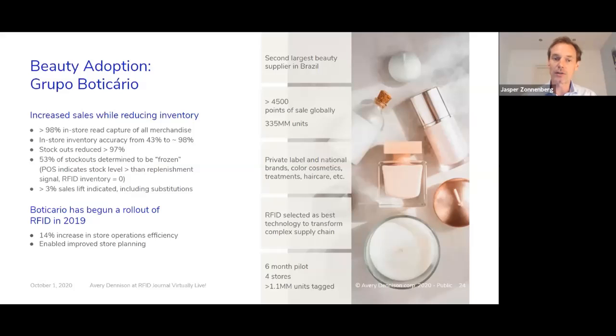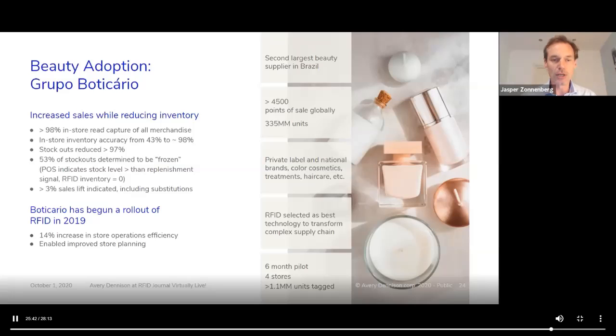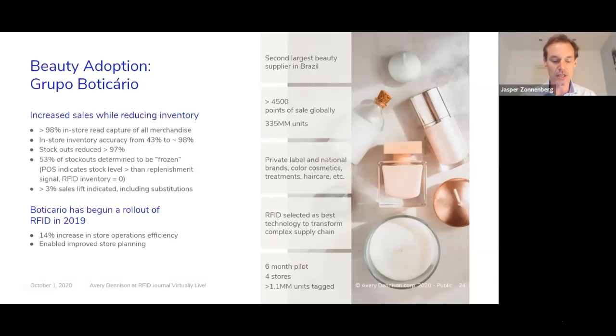So the accuracy went up from 43% to 98%. And this is an important prerequisite to make sure that you reduce your stockouts. So stockouts in this company have been reduced by 97%, and as a result, sales have grown by 3%, because stockouts, that is what you cannot afford, in this space. And RFID has been a great support in this particular situation.